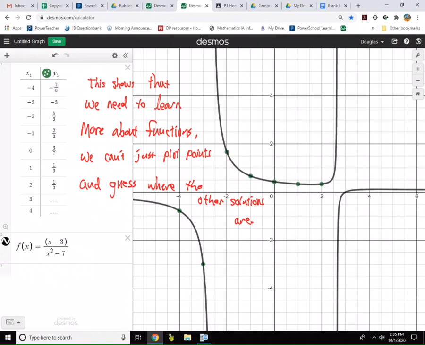So this shows that we need to learn more about functions. We can't just plot points to find where all the solutions are and just guess, because it's not always going to work for us. So I hope this makes sense to you.